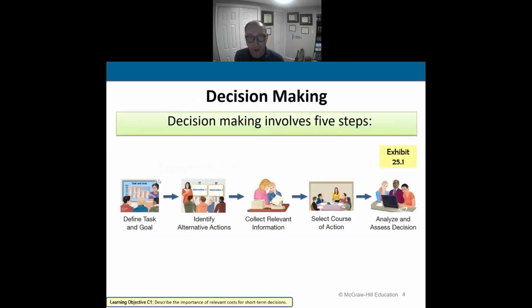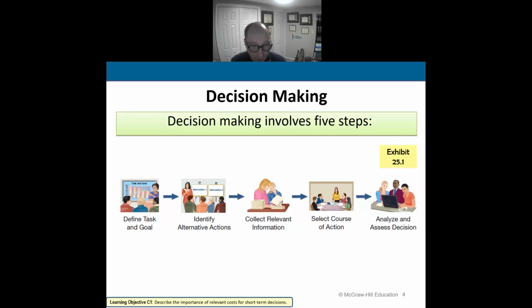So first, let's talk about making decisions. How does management make a decision in the first place? Well, there's a couple of steps that we go through in making decisions, especially in the short run. How do we make decisions in the short run? So here are the steps that management takes to make decisions in the short run.